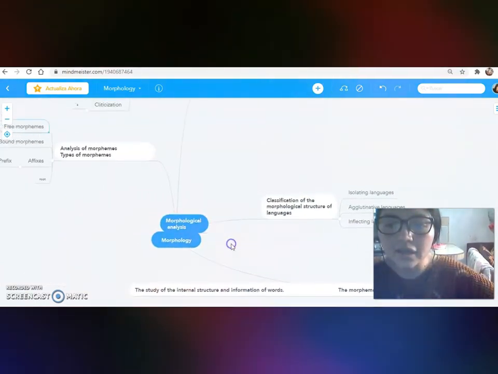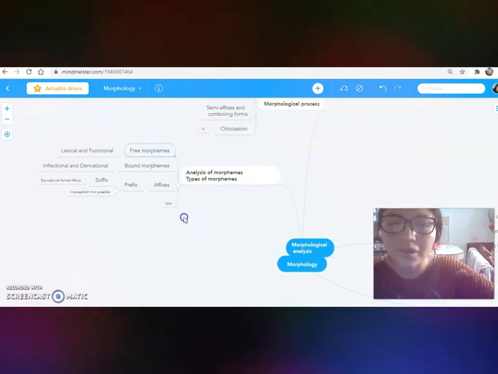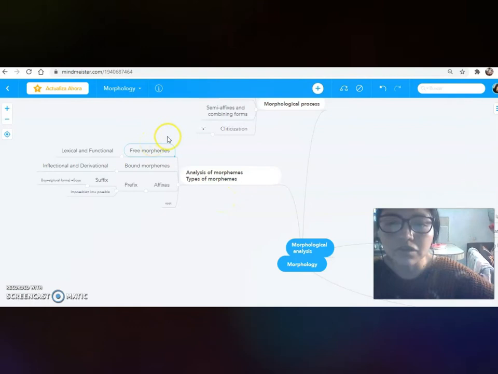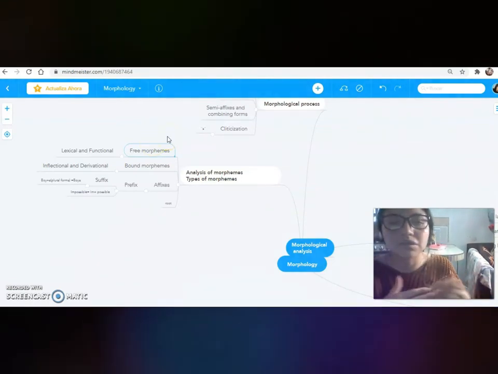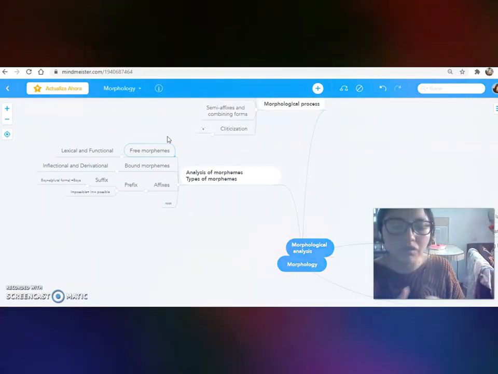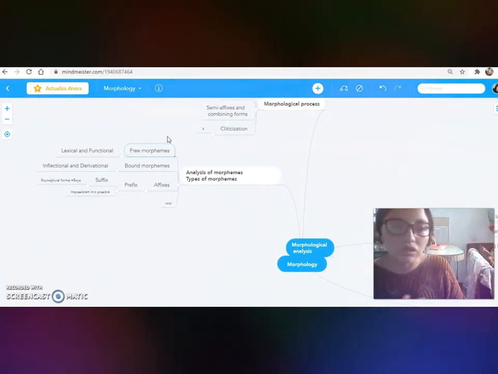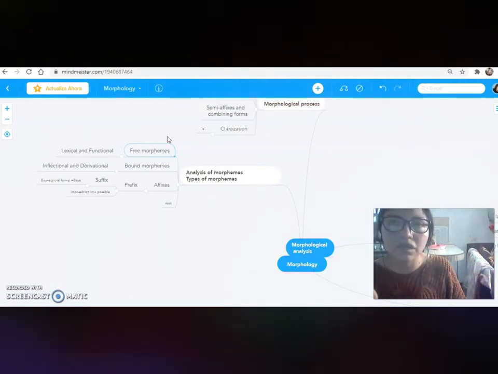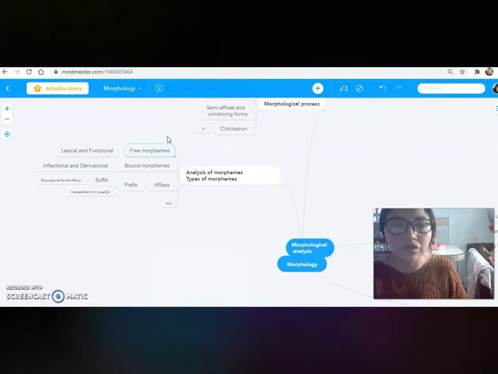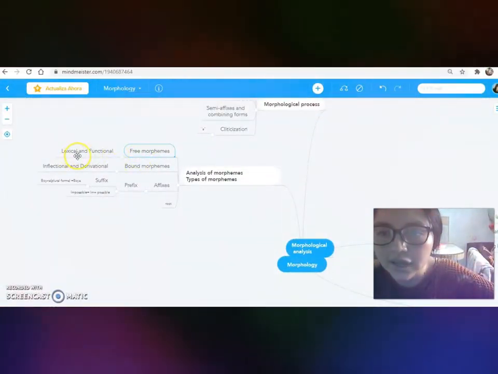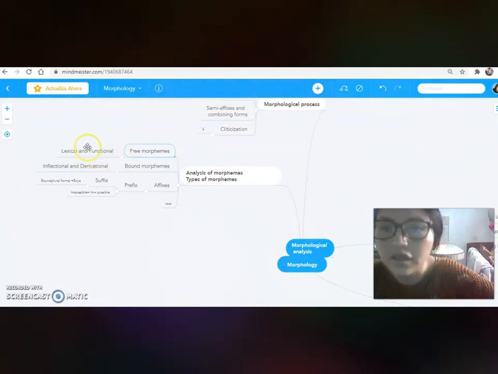So to do a morphological analysis, we need to know what types of morphemes exist, and here we have two types. One of them is free morphemes. Free morphemes are those morphemes that can be alone and have a meaning. Another type is bound morphemes. Bound morphemes are those morphemes that cannot be alone and don't have a meaning. It means bound morphemes need other words to constitute a meaning. Free morphemes also have two types: lexical and functional morphemes.